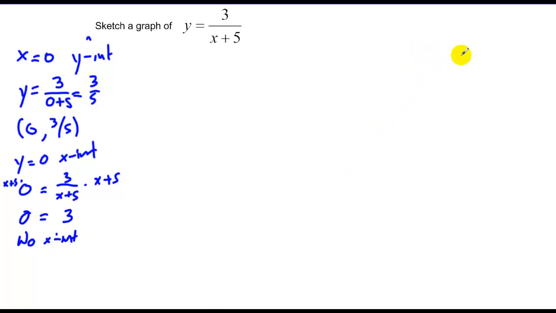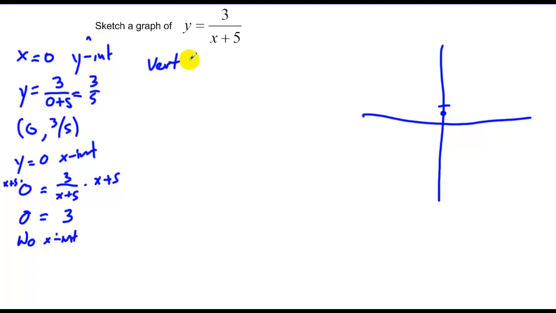So right now, if I wanted to start graphing, I could draw a y-intercept at 3/5, which is just a little bit above that axis, and no x-intercept. Next thing we're going to do is calculate a vertical asymptote. And to do that, we stated we're going to set our denominator equal to 0.